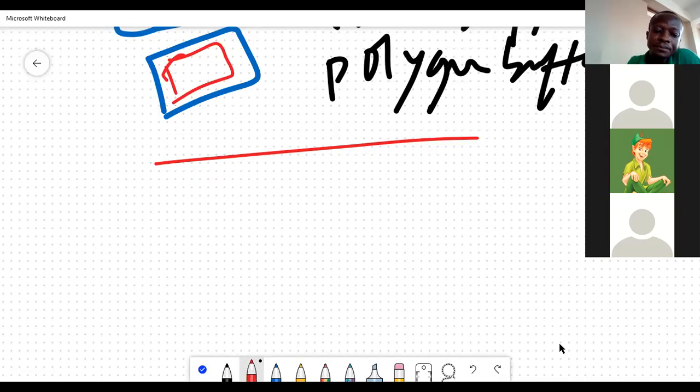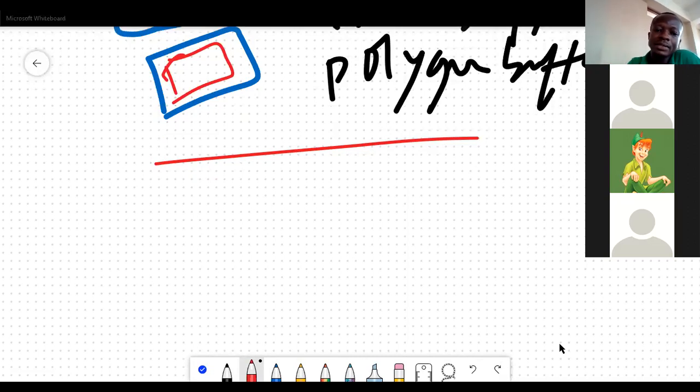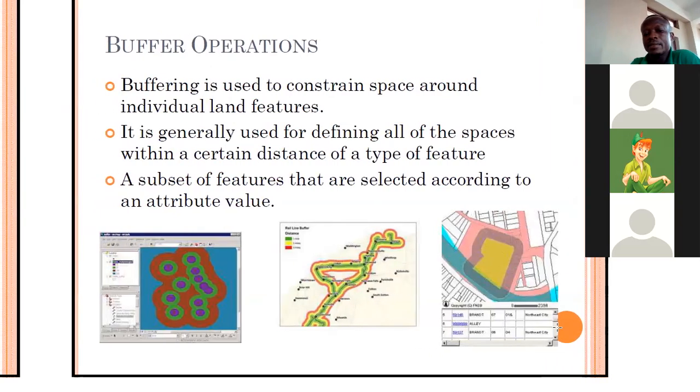All right. So buffering is like that. You can see from the board that this one is a point buffer.